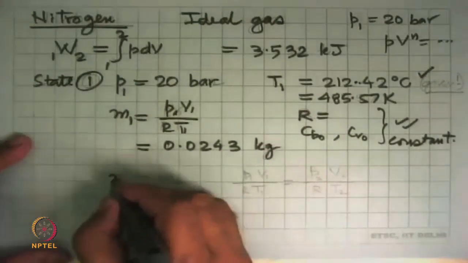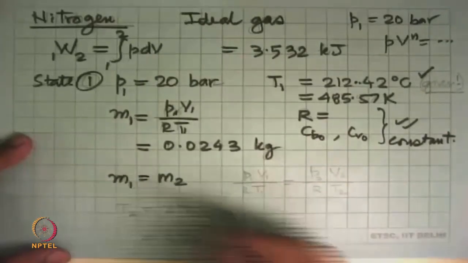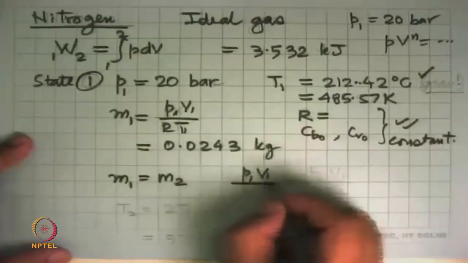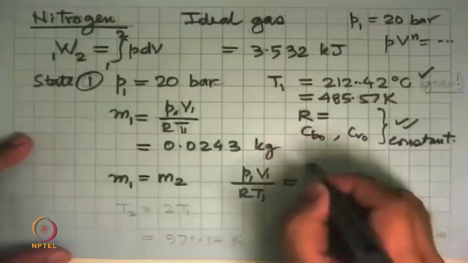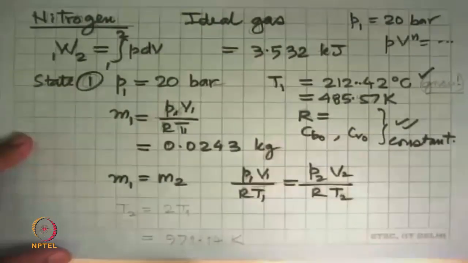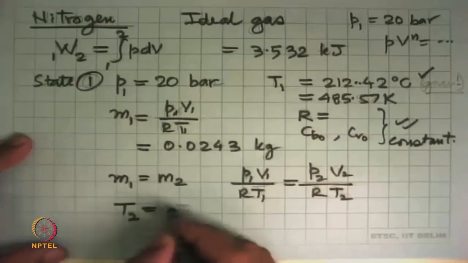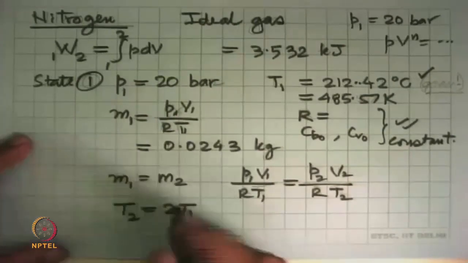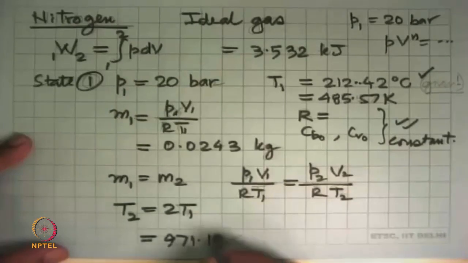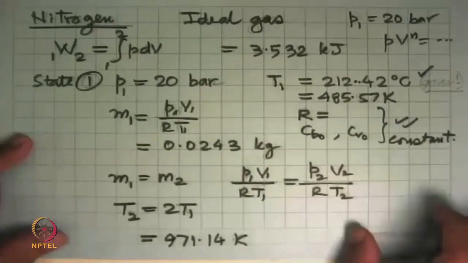The mass remains the same in the system. In state 2, m1 is equal to m2. And so from here we can convert m into PV upon RT, and we say P1V1 upon RT1, the mass at state 1, equals P2V2 upon RT2. And when we solve this, we get that T2 is equal to 2 times T1. T1 has to be in Kelvin, so this becomes 971.14 Kelvin, or you can write 971.1, that's still good enough.